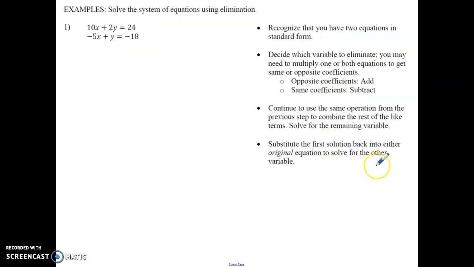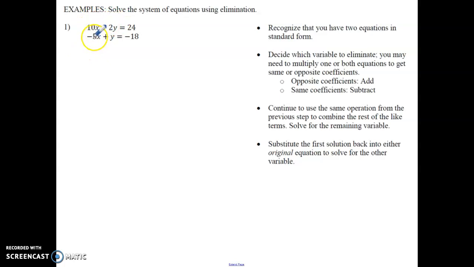Okay, so an example here is I have 10x plus 2y equals 24 and -5x plus y equals -18. When you notice that your x's and y's are lined up, you will also see that 10 and -5 aren't going to cancel and 2 and 1 aren't going to cancel, so we need to decide how to make them cancel. There is a faster way to do it where you don't have to think about it as much, but I'm not going to show that to you yet unless you're really struggling.